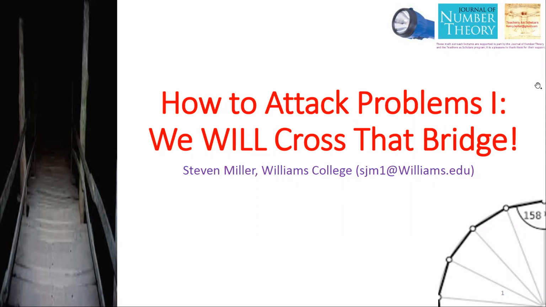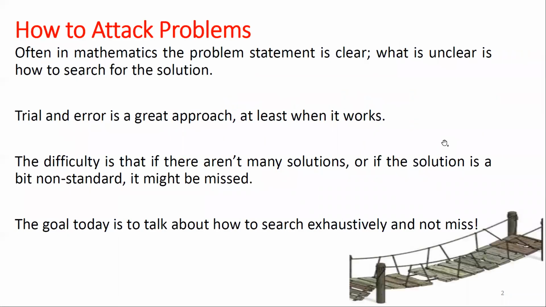And the goal of today is when you're given a problem, how can you try to come up with a way that will help you find the solution? What we're going to be looking at today is a bridge problem. And one way to attack it is trial and error. Just try a couple of things and see if something works. If there aren't that many solutions, this isn't a bad approach. Or if you can easily write down all the things to try, it's not a bad approach.